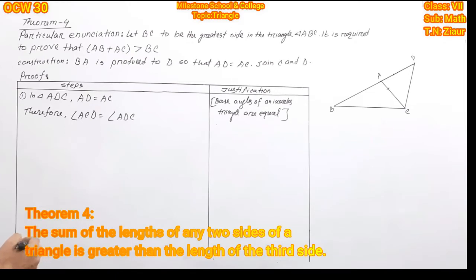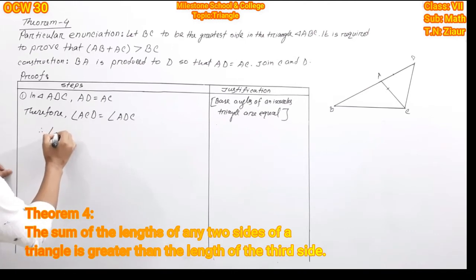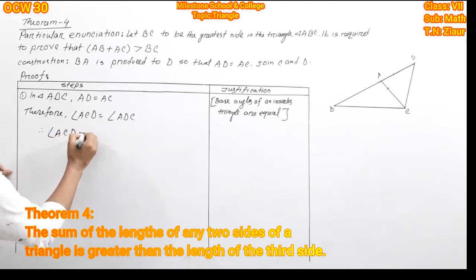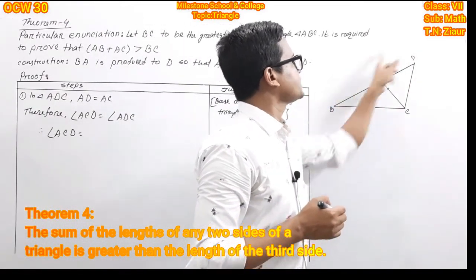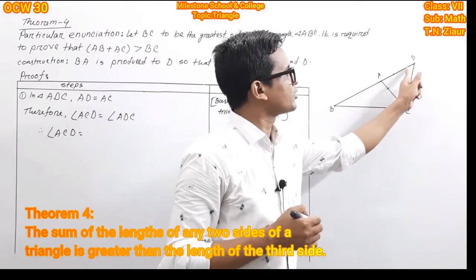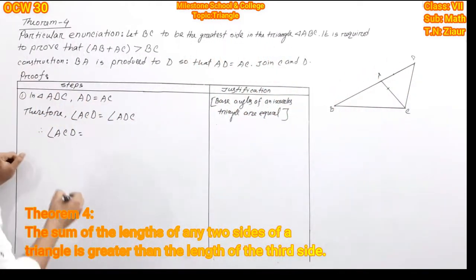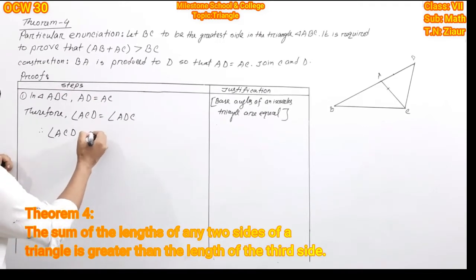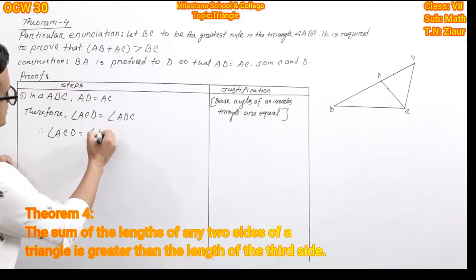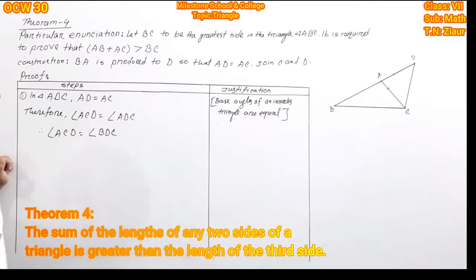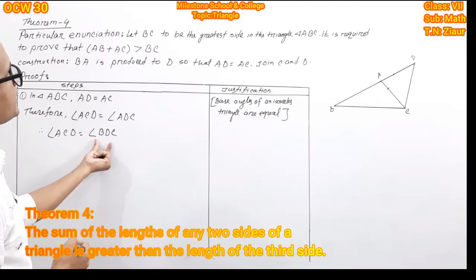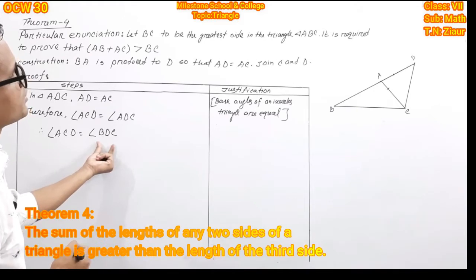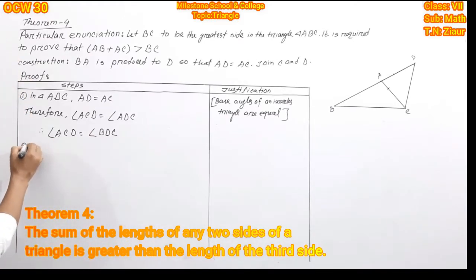Now we can write, therefore, angle ACD. Instead of ADC, can I write BDC? This angle represents the same angle, that means angle D, right? So therefore we can write angle ACD is equal to angle BDC. Why? Because this angle represents the same angle, right? So angle ACD is equal to BDC. Have you understood, students?